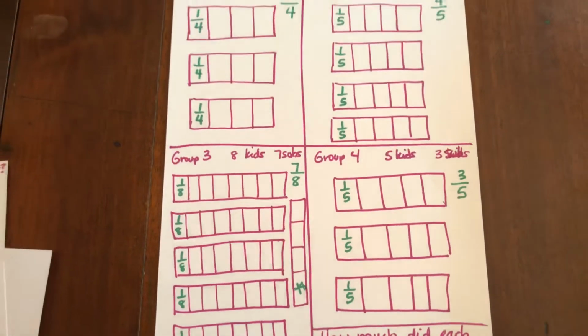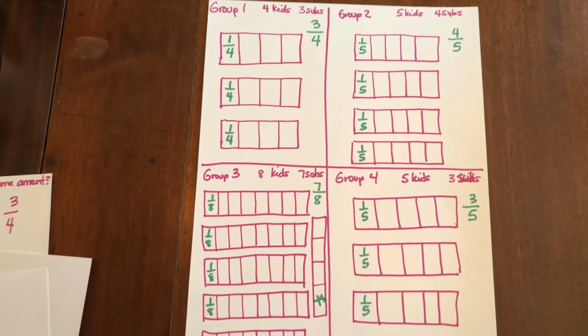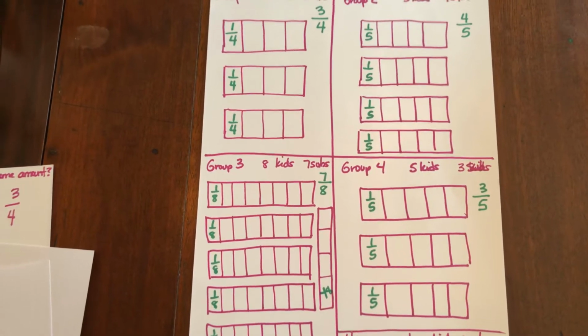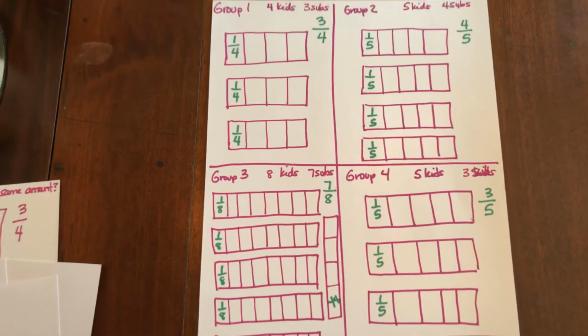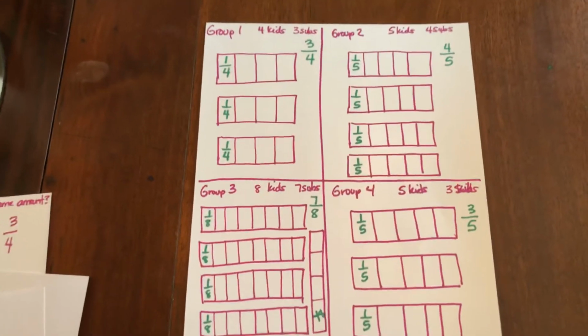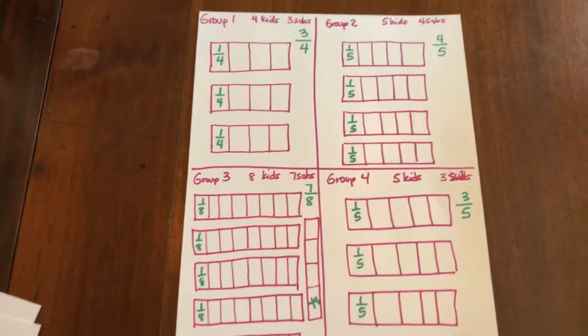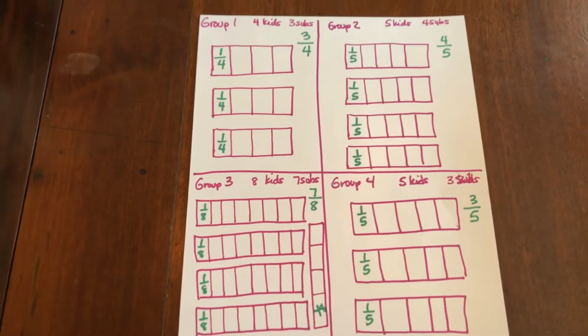So here are our answers. Group 1, 3/4 of a sub. Group 2, they ate 4/5 of a sub. Group 3, 7/8. And group 4, 3/5. So that was the first question. The second question was, okay, this is what the students got, but was that the same amount? Did everybody eat the same amount?